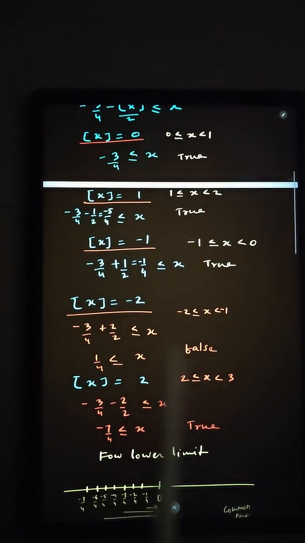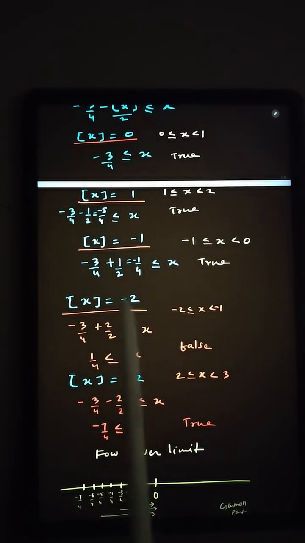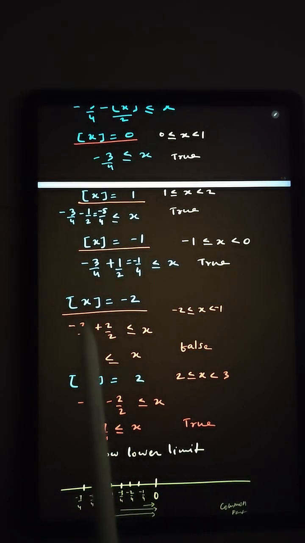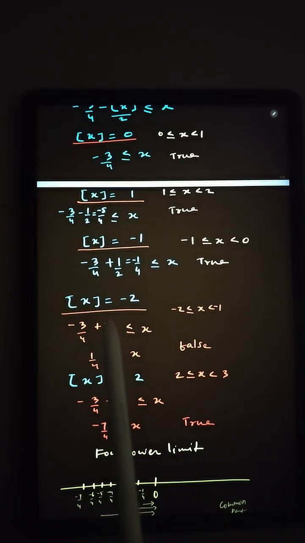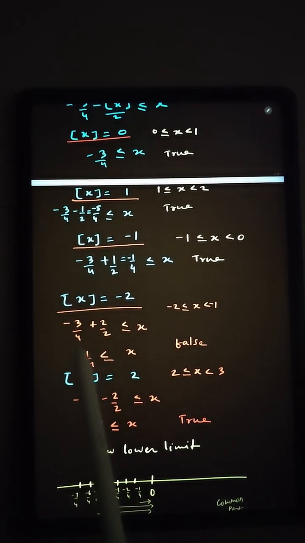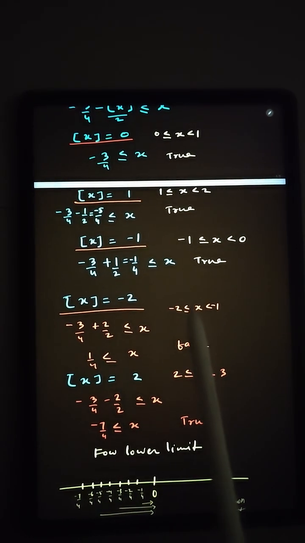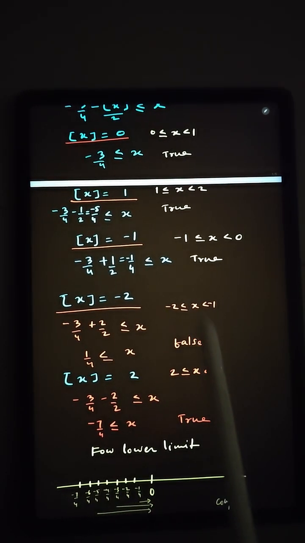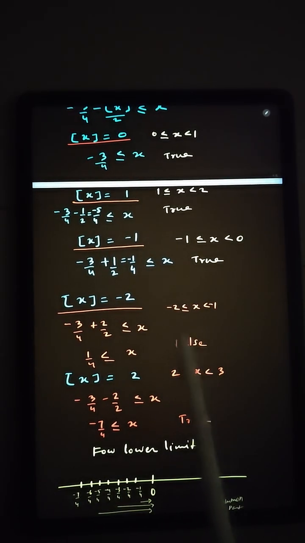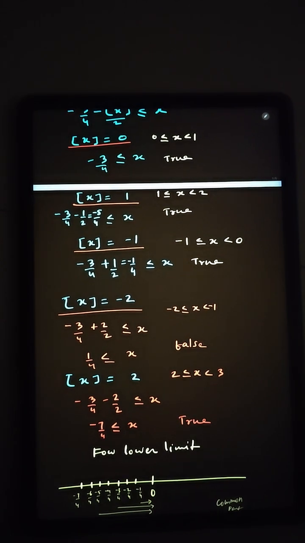Now take the greatest integer of x as -2. So what happens? We get -3/4 plus 2/2, that is 1. Taking the LCM, 4 - 3 gives 1/4 < x. Your x is between -2 and -1, meaning a negative number. A negative number can't be greater than a positive number, so this is false.